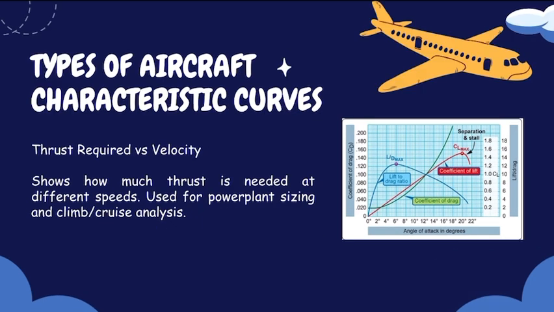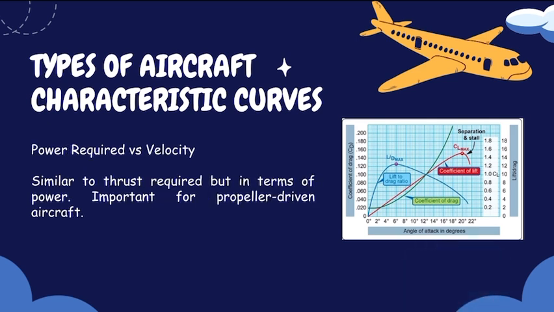So what are the types of characteristic curves? Number one is thrust required versus velocity. It shows how much thrust is needed at different speeds. This is used for power plant sizing and climb or cruise analysis. Number two is power required versus velocity. This is similar to thrust required, but in terms of power. It is important for propeller-driven aircraft.